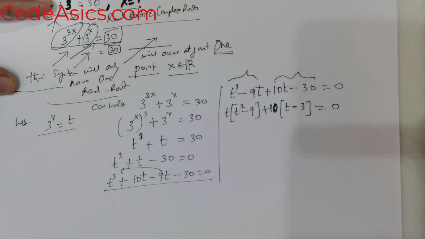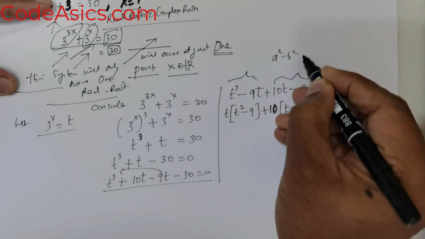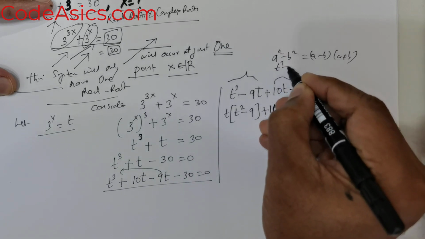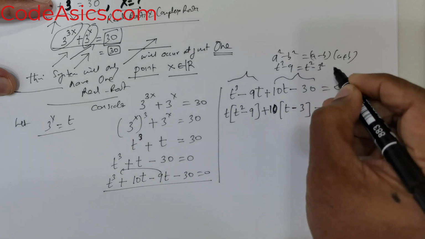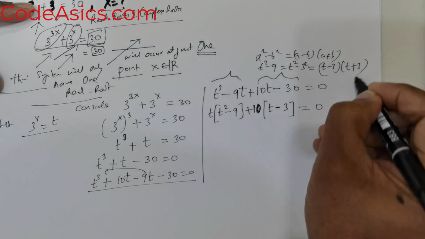So that's looking good. Now we know the formula a squared minus b squared is a minus b times a plus b. So t squared minus 9 can be rewritten as t squared minus 3 squared, which can be rewritten as t minus 3 times t plus 3.